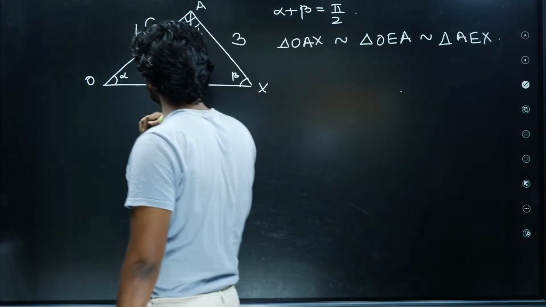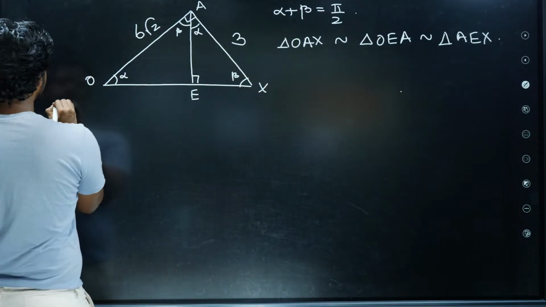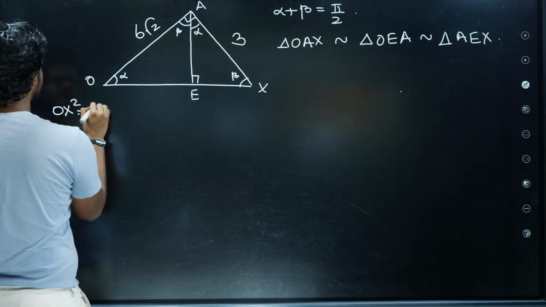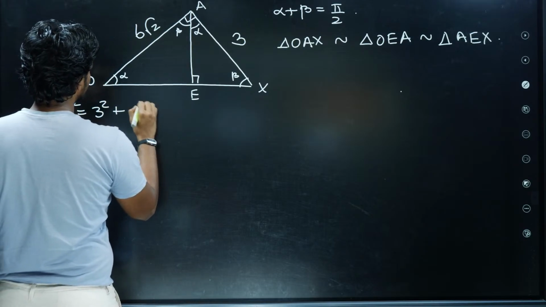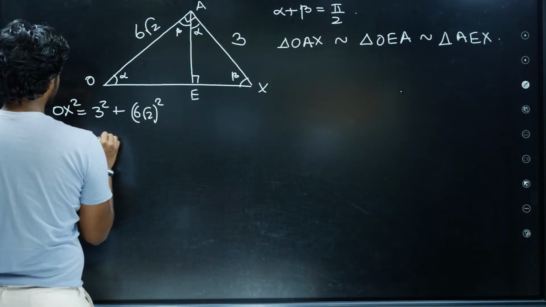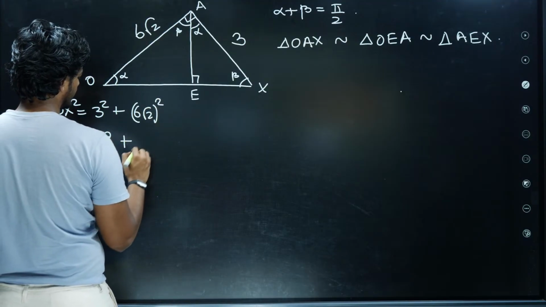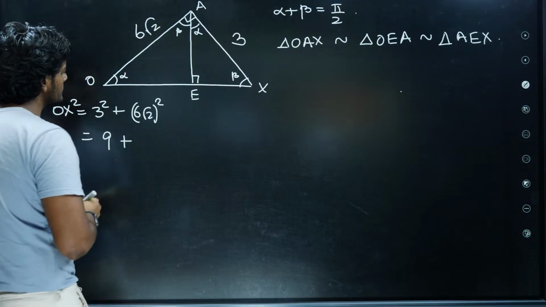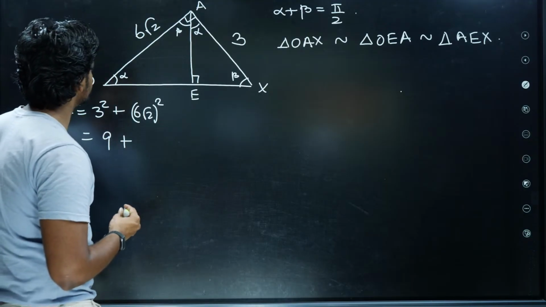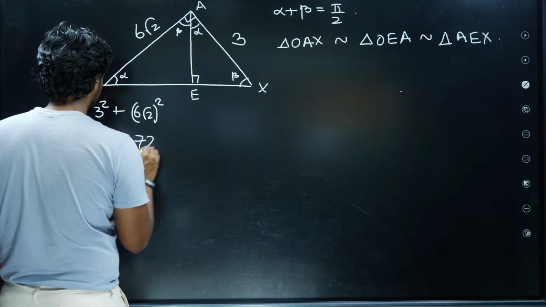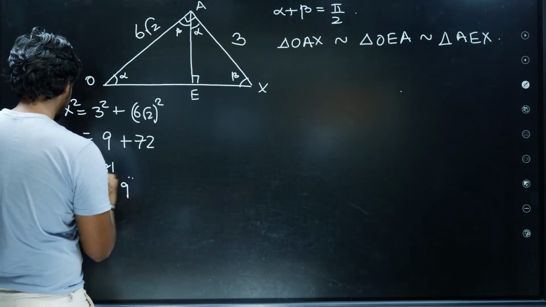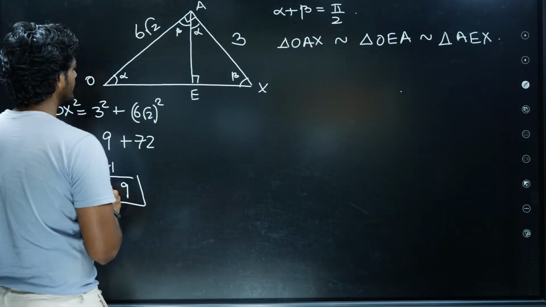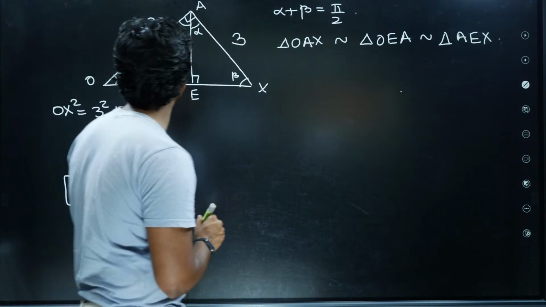With Pythagoras theorem, we can find that OX square is equal to 3 square plus 6 root 2 whole square. It is 9 plus 6 root 2 is 36 into 2, 72. So it is 81. So my OX is equal to 9. Okay. So OX is 9.